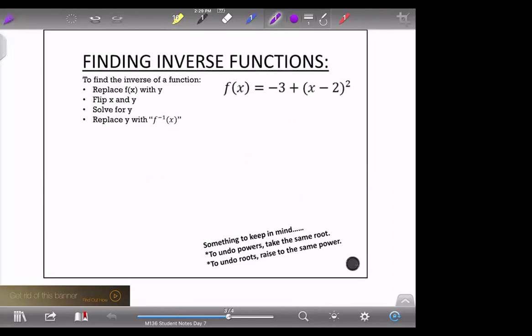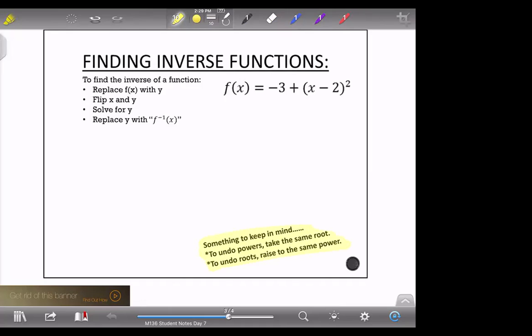All right, making things a little bit more challenging, we're going to start throwing in powers and roots. So I've got you a little note down here at the bottom. Remember to undo powers, you want to take the same root. So if I'm trying to get rid of the fourth power, I need to take the fourth root. If I'm trying to get rid of the fourth root, I would take it to the fourth power.